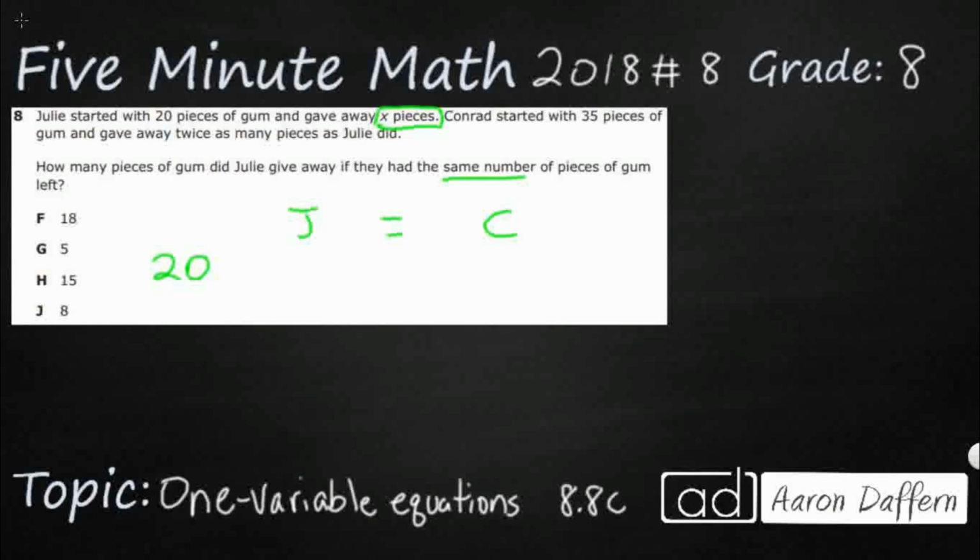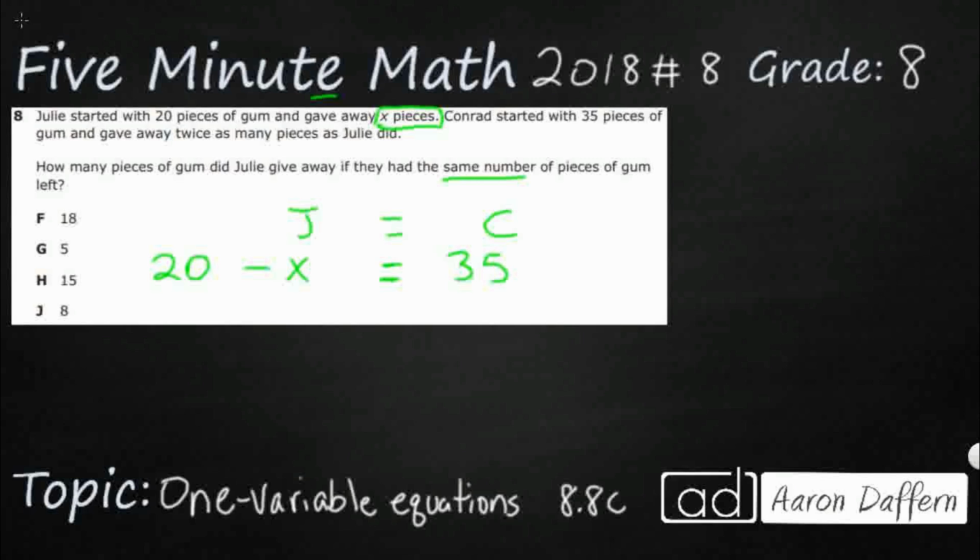She gave away x pieces. So we're not adding x, we're subtracting x. Negative x's are annoying. We're going to try to make that positive if we can. So she had 20, gave away x. Conrad started with his constant, which is 35.